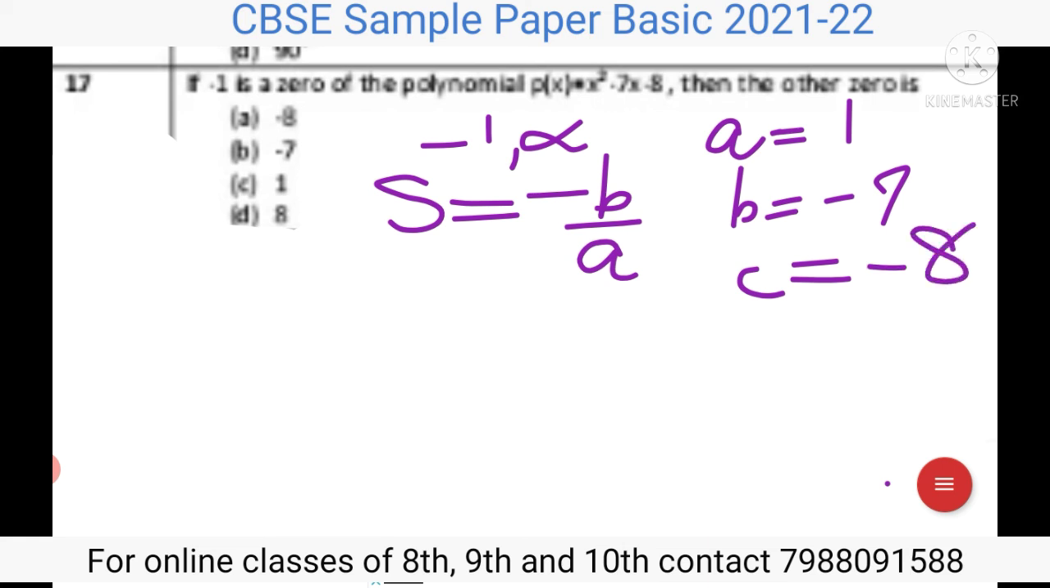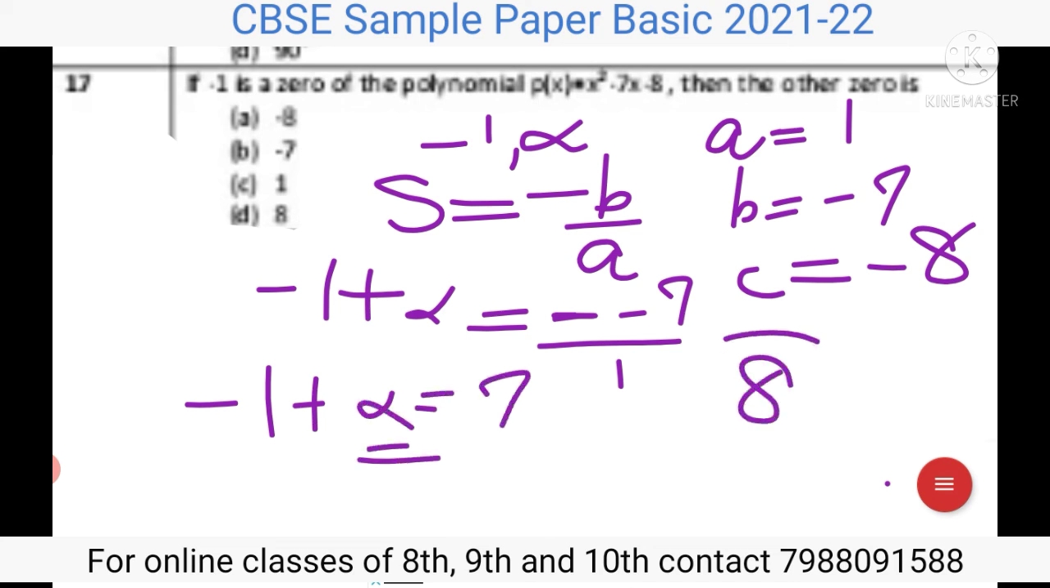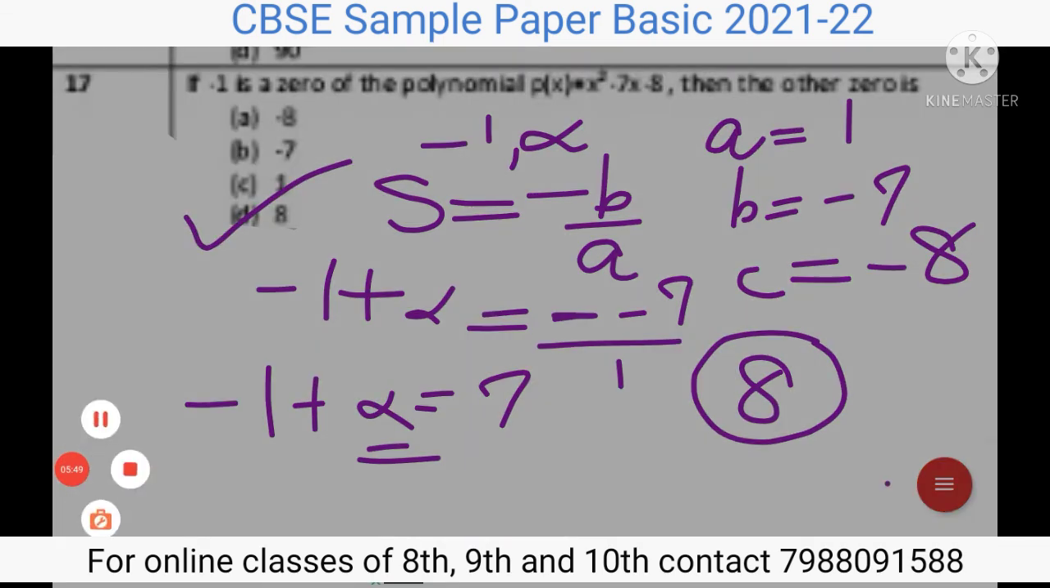Now here let us find out the sum in two ways. First method is minus 1 plus alpha is the sum of the zeros. And also if we apply the formula minus of B, that is minus of minus 7 divided by A, this gives me minus 1 plus alpha is equal to 7, and clearly alpha comes out to be 8 when I take minus 1 to the right hand side. So D is clearly the right answer.